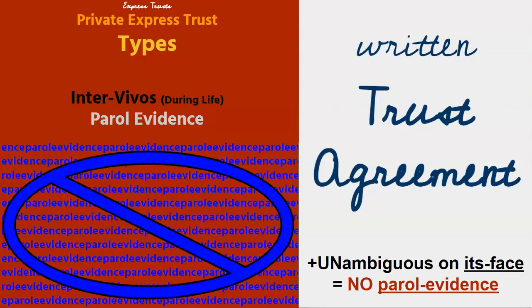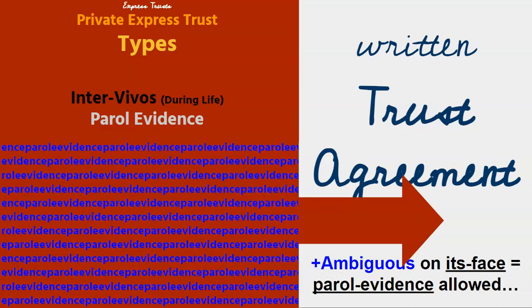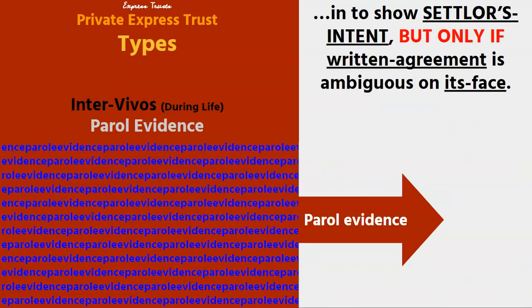Oral evidence. A written trust agreement that's unambiguous on its face has no parol evidence. If it's ambiguous on its face, parol evidence is allowed in to show the settlor's intent, but only if the written agreement is ambiguous on its face.